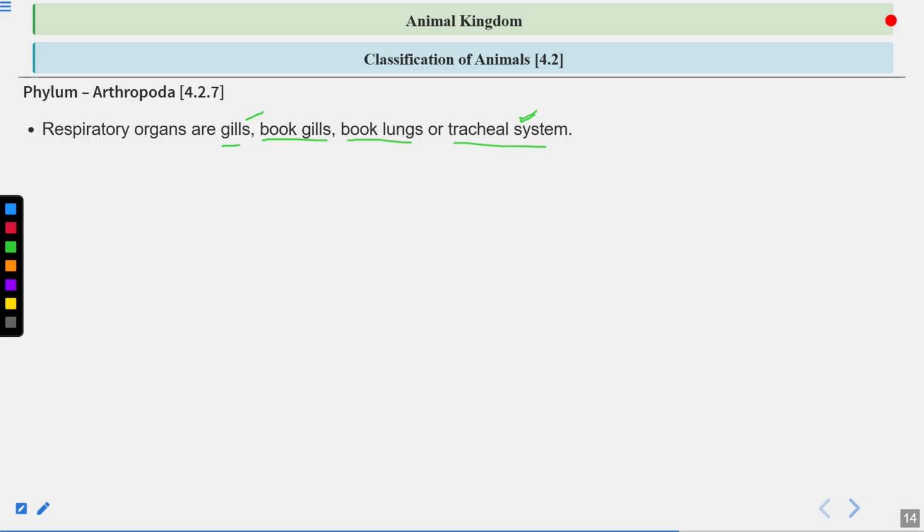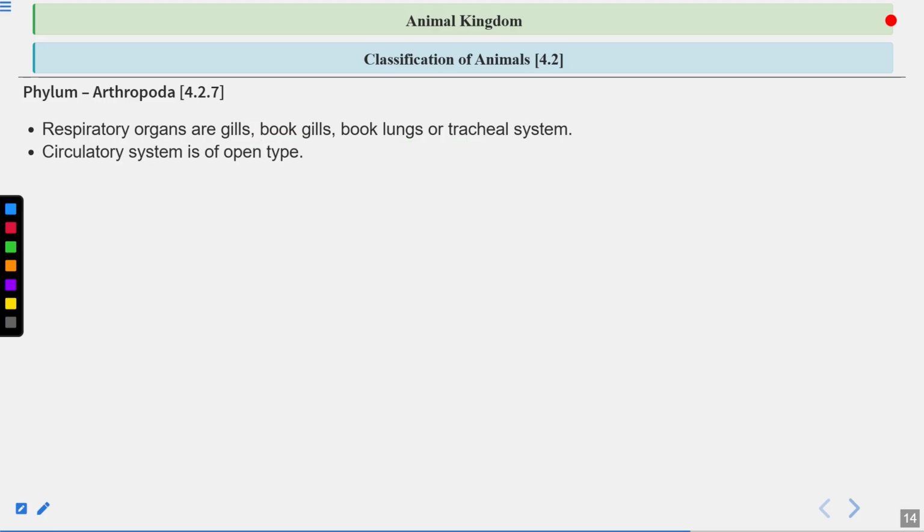Yes, the grasshopper also has this tracheal system, right? But the organisms we have seen in the case of shrimps or prawns have gill-like structures for the process of respiration, as a respiratory organ.